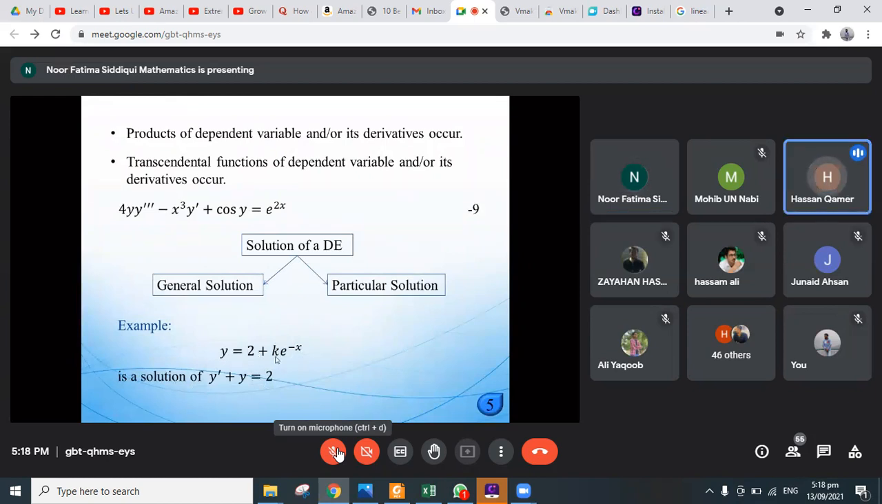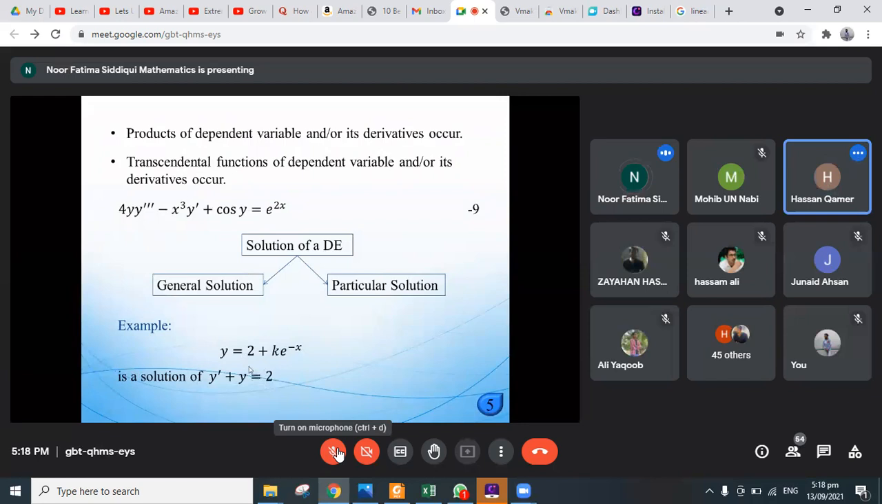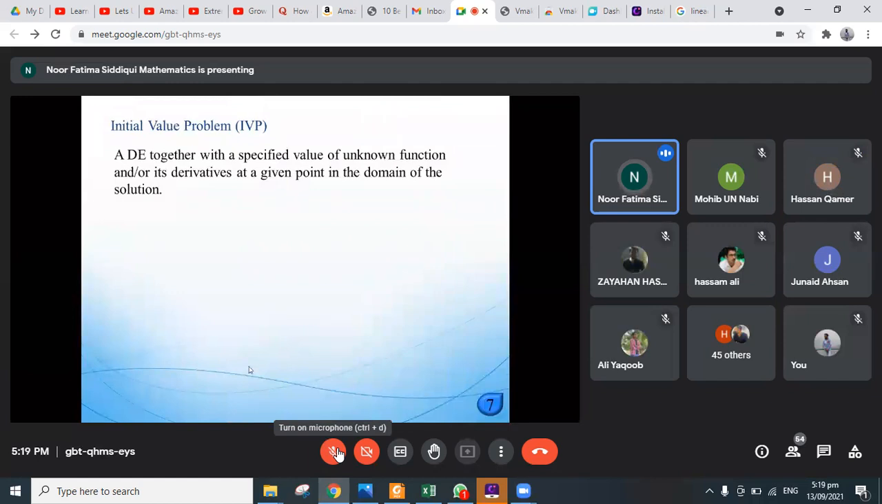Let's suppose k is not present, so it would be y is equal to 2 plus e power minus x. In that case, there would be no unknown or arbitrary constant, and it would represent a particular solution to the given problem. Good. So we discussed the solution, the general solution, and the particular solution, and the graph of every particular solution is an integral curve. Right, this is what we discussed.